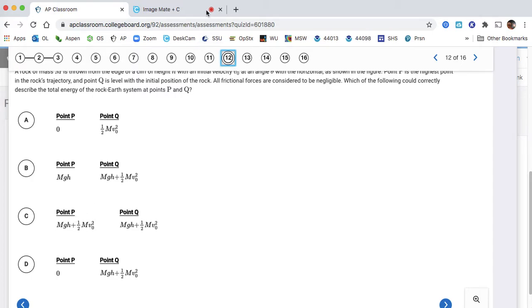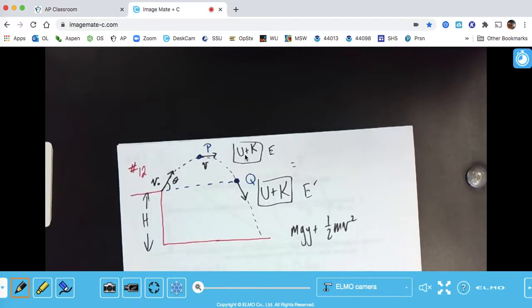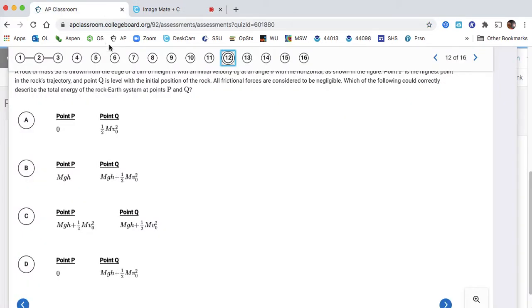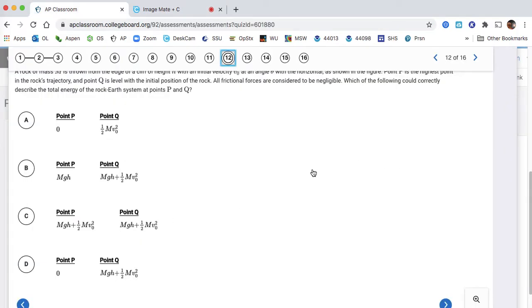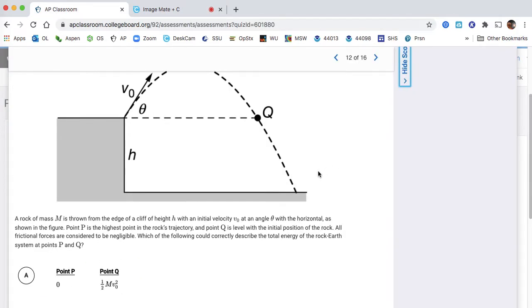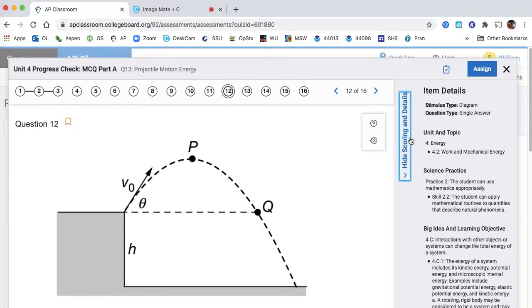Because at point P, what does it have? At point P, it's got potential energy and kinetic energy. And what does it have at point Q? Well, it's got potential energy and kinetic energy at point Q also. Or in our updated lingo, it's got U, stored energy, potential energy, and kinetic energy at both positions. Right. So the answer here is definitely C. Indeed. Moving on.